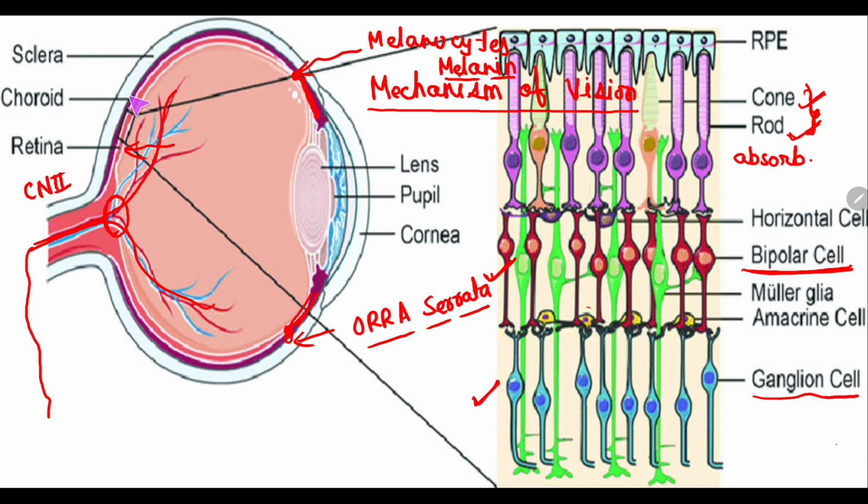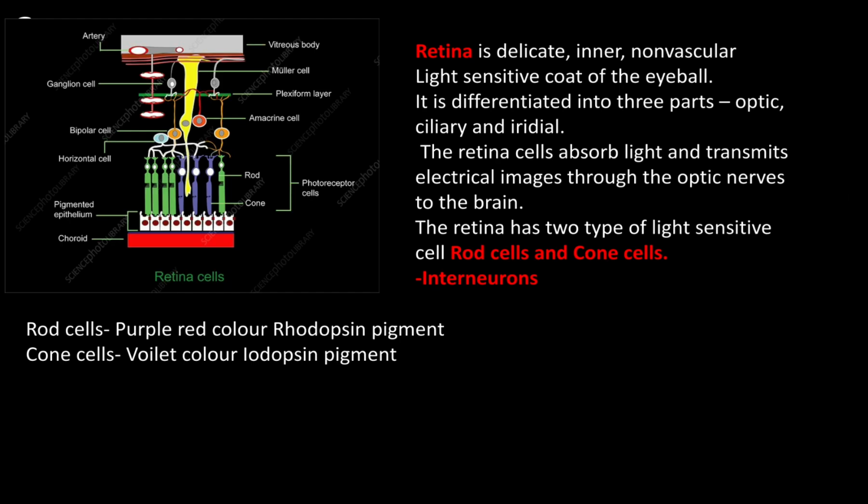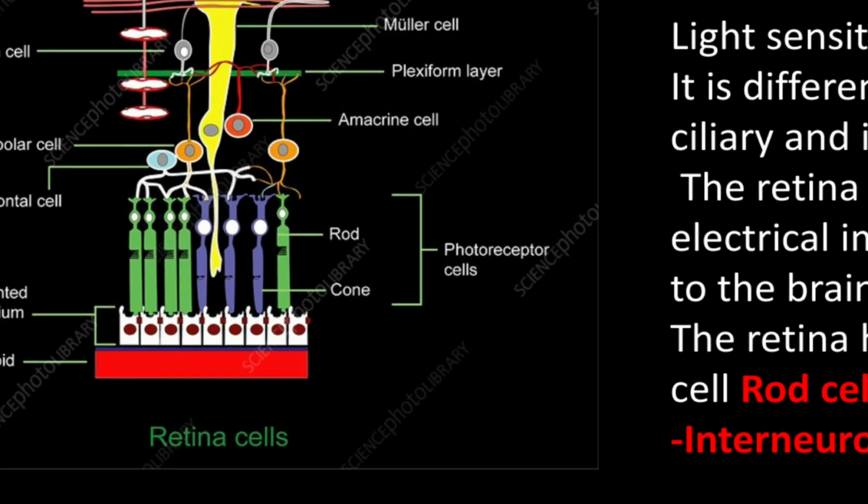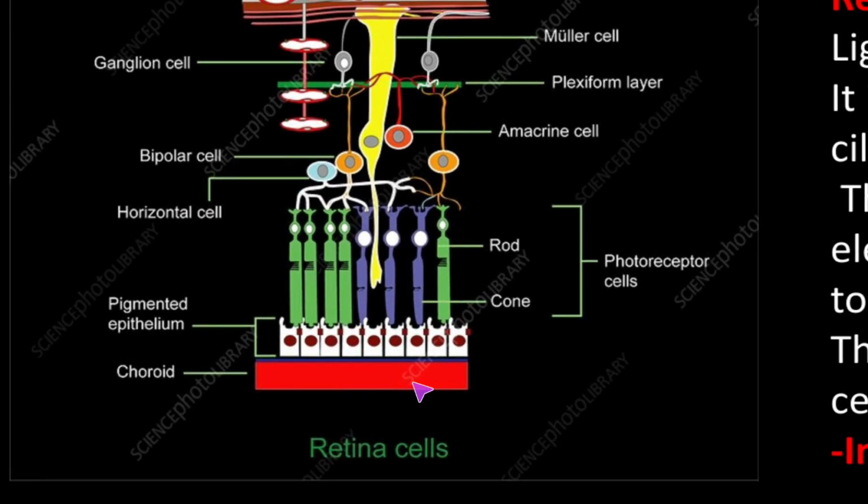So outermost in the retina is actually the rod and cone cell layer, and after that we have the choroid layer. Okay, let's see that same structure in detail here. This is the choroid region, this is the choroid layer, and then this is the pigmented epithelium of the retina, which has melanin pigment also.